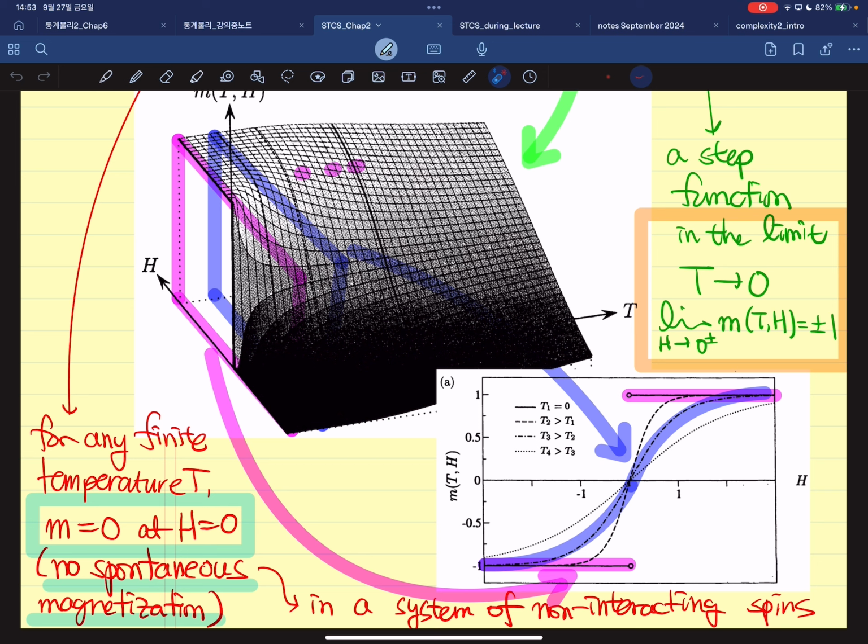Well, you can imagine having a question like, how is it possible to have a non-zero magnetization even without any external field? Well, that's possible when you start to consider the interacting spin, the J term. We'll see that part later. But in this case, quite naturally, we don't have any magnetization in the absence of the external field.